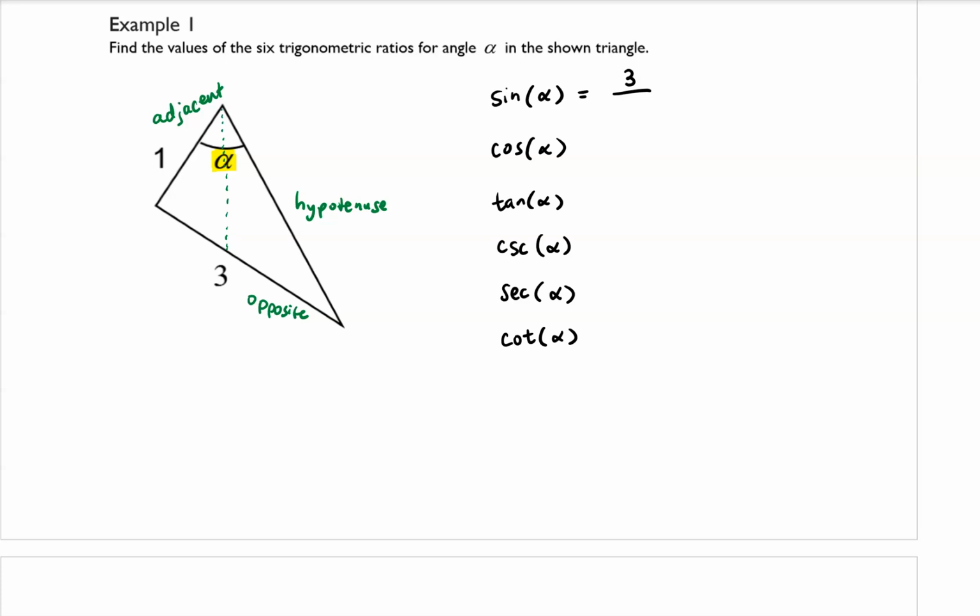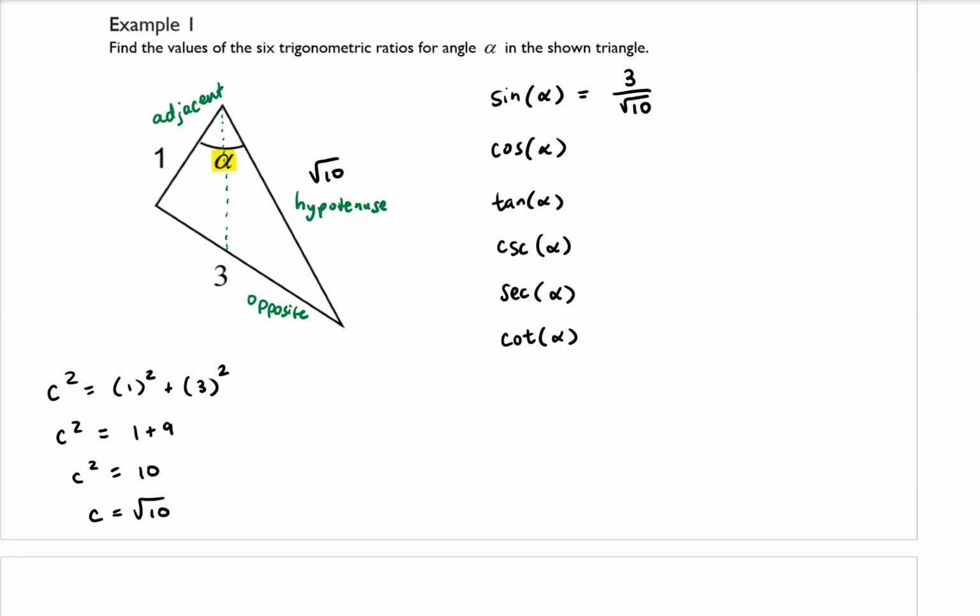So one way that we could do that is by using the Pythagorean Theorem. So c squared is equal to a squared plus b squared, which in this case we can call a 1 and b 3. So that's going to give us 1 plus 9, and we get c squared is equal to 10. And then if we take the square root of both sides, we get c is equal to the square root of 10.